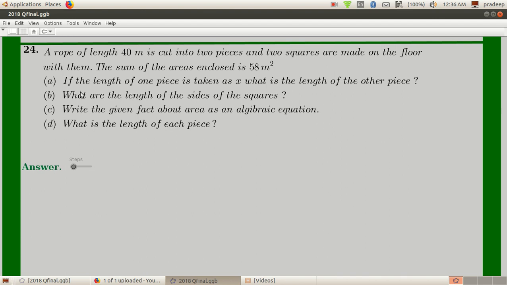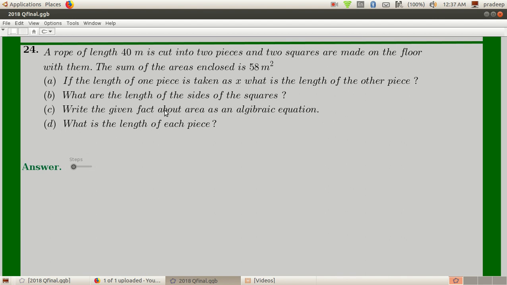Question number 2. What are the lengths of the sides of the squares made on the floor? Question number 3. Write the given fact about area as an algebraic equation. The information given here is the sum of their areas is 58 meters squared. Then the last question is, what is the length of each piece? Actually, this is the only question.